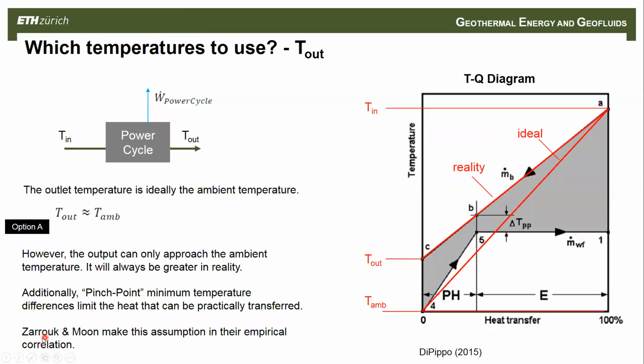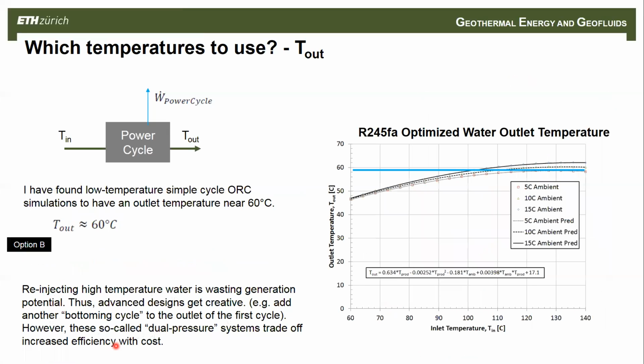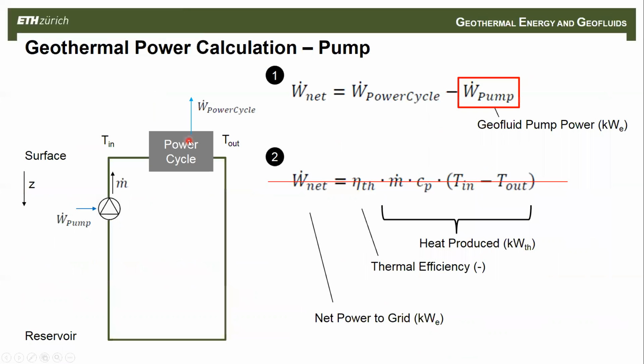Going back just a minute, these guys here, Zaruk and Moon, this T out is T ambient. They use this assumption and they did their analysis. You have to think about the problem a little bit to know what to do. Okay, so that's two options for calculating the output temperature.